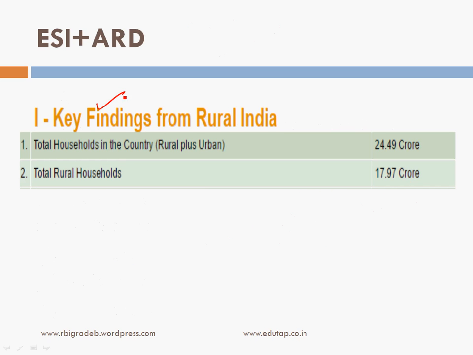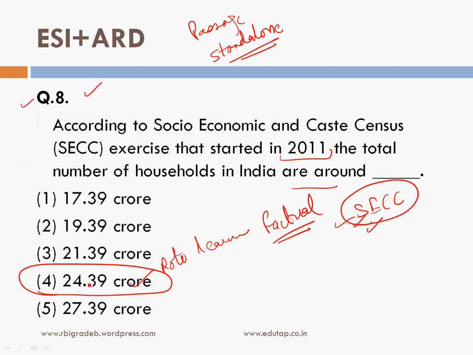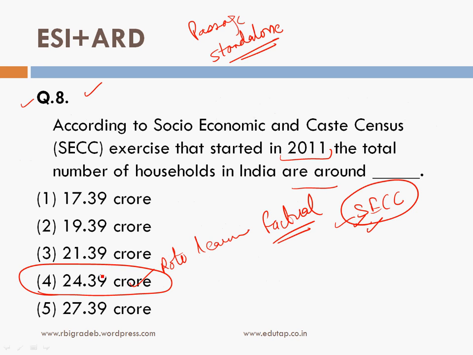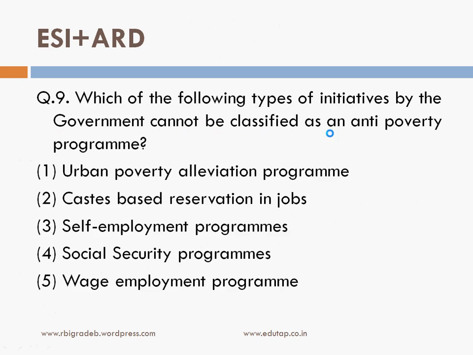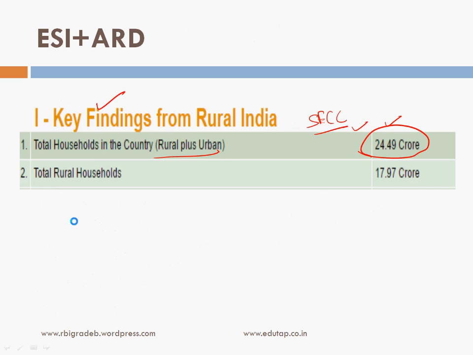Right here, if you see the SECC data, key findings from rural India, the total households in the country, rural plus urban, is 24.49 crore. This is the given option. So it is 39 here, the option is 49. I think this is the right option only. This is the data that I picked up from the SECC website itself. Maybe here is a typo. Never mind. So this is the right option.